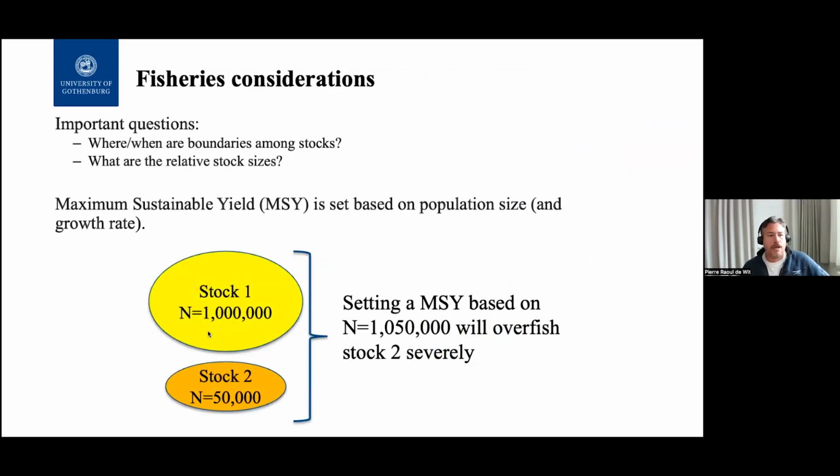So in fisheries, say that you have two stocks in your system, one big one with 1 million individuals and one small one with 50,000 individuals. If you don't know that these are two different stocks, you might set a maximum sustainable yield based on that you have 1,050,000 individuals. And if you fish this area as if it was just one stock, you are going to overfish stock 2 severely. So in this case, it's really important to know that you have two stocks of different sizes in this area, and they should be managed separately.